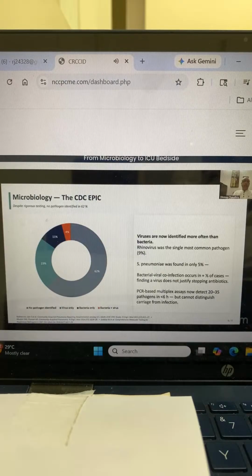And in these cases, when you start looking at the viruses only, or the bacteria only, or bacteria plus viruses, then you will see viruses only are seen in 23% of these cases. Combination of bacteria and viruses is 4%, and bacteria only 11%. And what we are finding is that rhinovirus is the single most common pathogen, whereas Streptococcus pneumoniae, in a study published in the New England Journal of Medicine, was 5%.